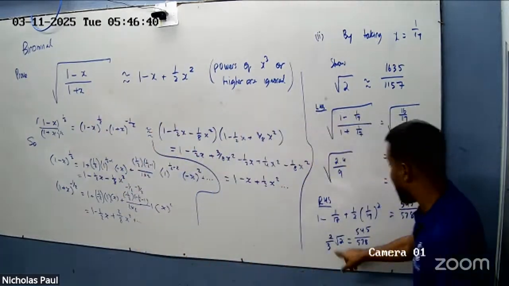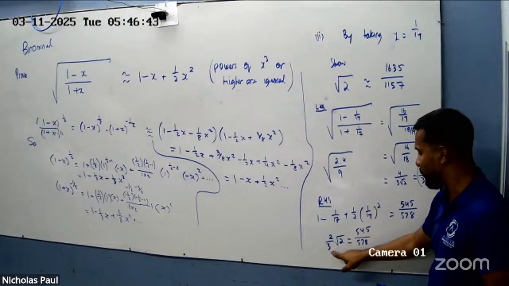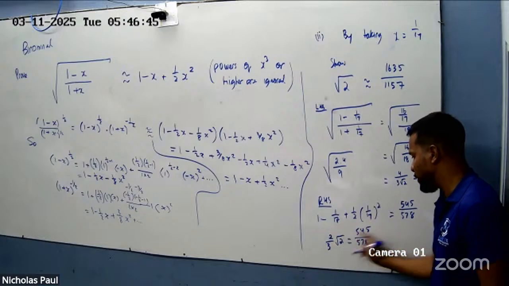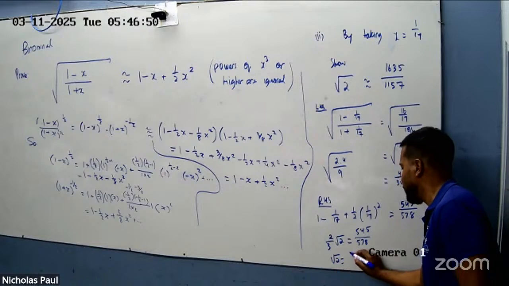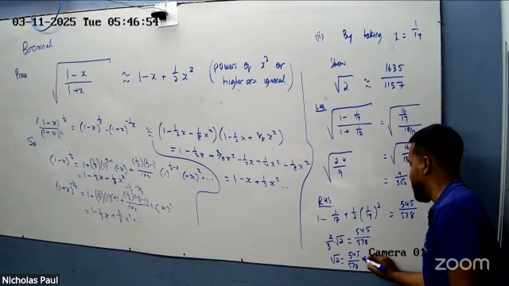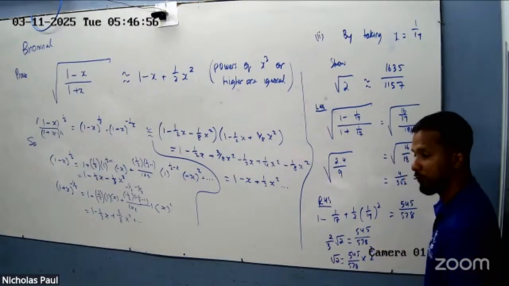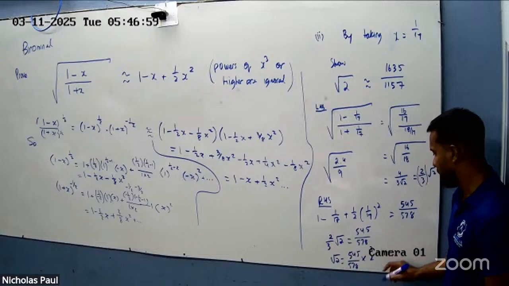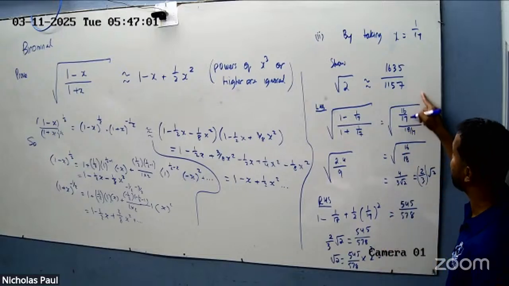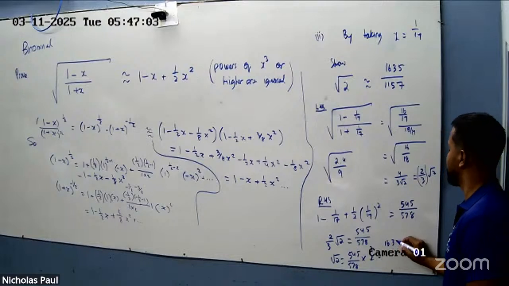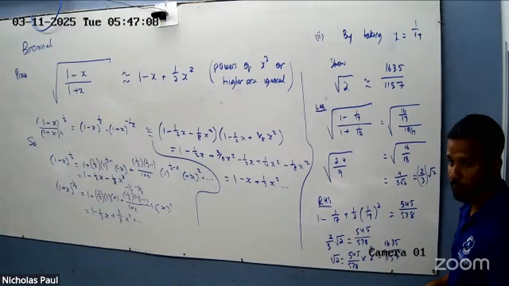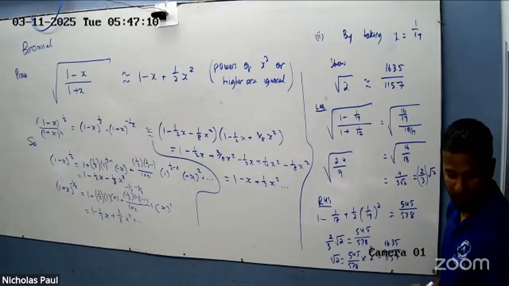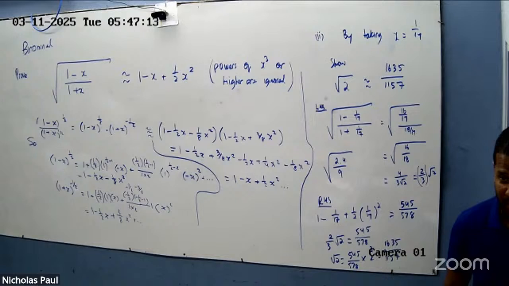But the question asks me to show this. So I have to move across 3 on 2, 2 on 3 here, and it becomes root 2 is 545 over 578 by 3 on 2, because I'm flipping this on this side. And that should simplify to this: 1635 over 1157. That's okay? It's a popular question. Then I'll give you our next one.